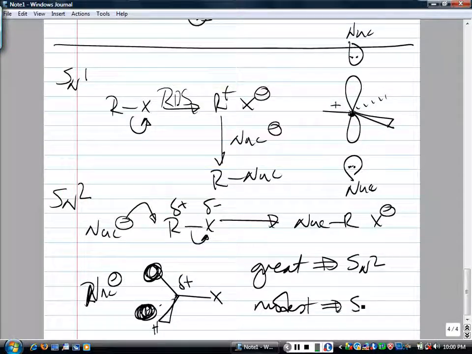So in the next lecture, what we'll talk about is what makes a nucleophile great, what makes a nucleophile good. We've already looked at the impact of the R and of the X, that it was the substrate, on SN1 and SN2. We are now sort of examining the nature of the nucleophile in SN1 and SN2. Okay, we'll stop here.